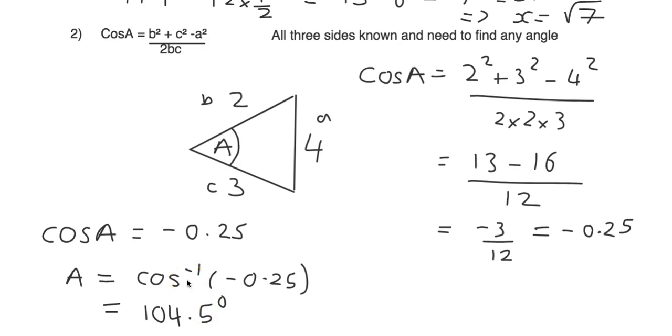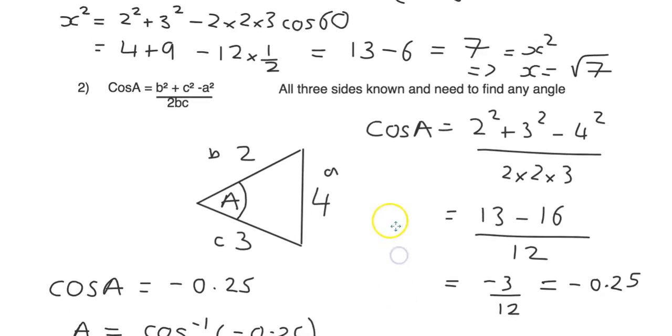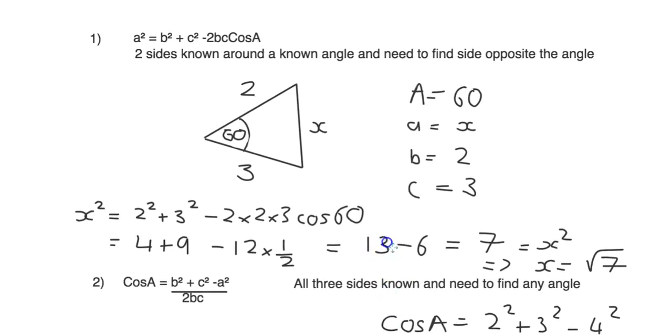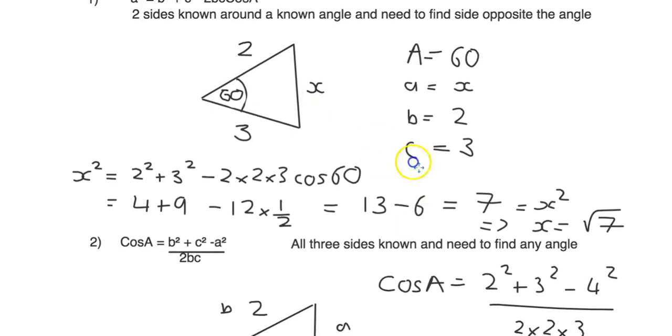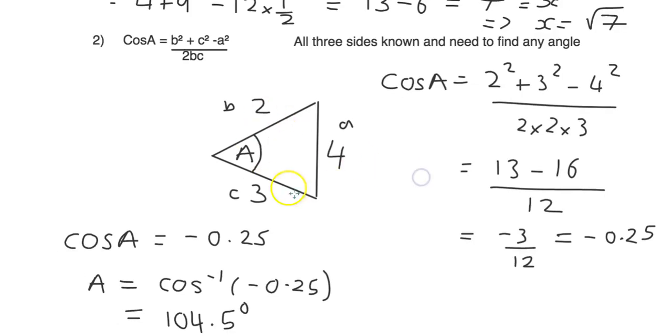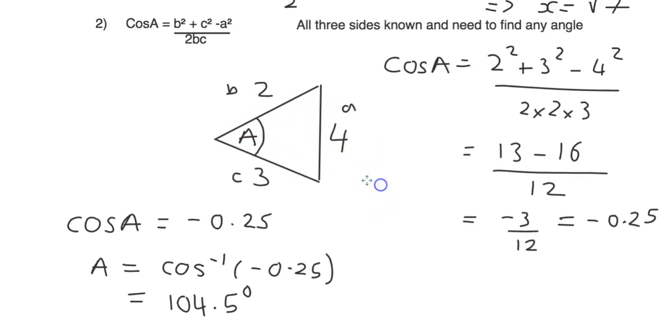Whenever you're given a triangle question, be on the lookout for these two scenarios. Scenario 1, you know two sides around a known angle and you're trying to find the opposite side. Or scenario 2, you know three sides of a triangle and you're trying to find one of the angles.